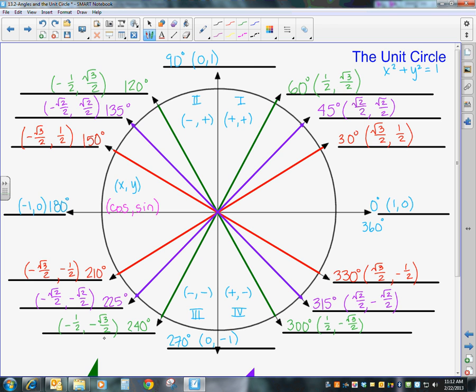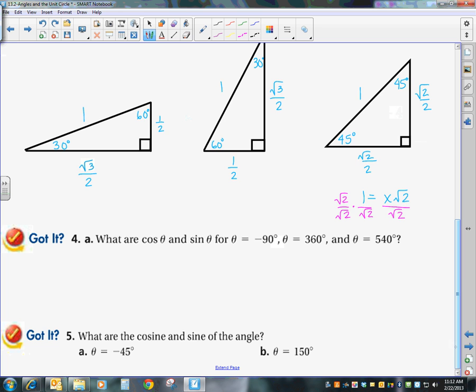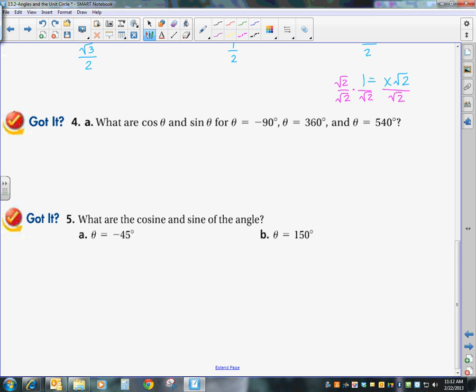So to finish up our lesson, I'm going to go back and do the last couple of problems that you have, number 4 and number 5. Number 4 says, what is the cosine of theta? Theta is the angle that is often used to describe an angle in standard position. We'll go ahead and write this. This is angle in standard position. And so they're asking us for the cosine of negative 90 degrees.